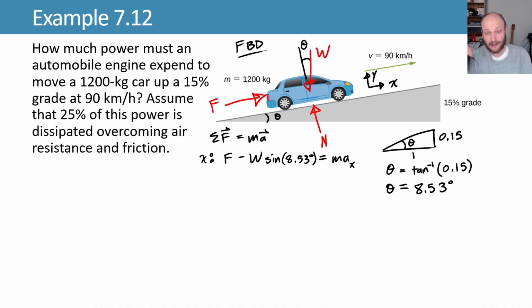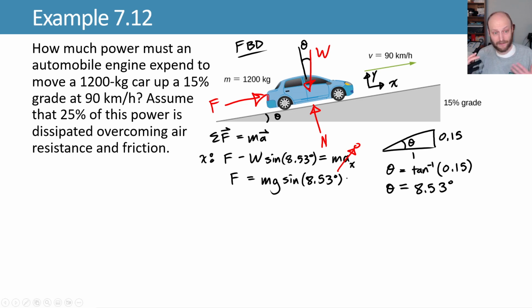If we're trying to accelerate up here, then we might need more force. But if we're just trying to move at a constant speed here, then we can say that this acceleration can be 0, and we just want to be moving up this incline. That gives us a force that's equal to my mass of 1,200 kilograms times gravity times the sine of 8.53 degrees. All right, so far, so good.